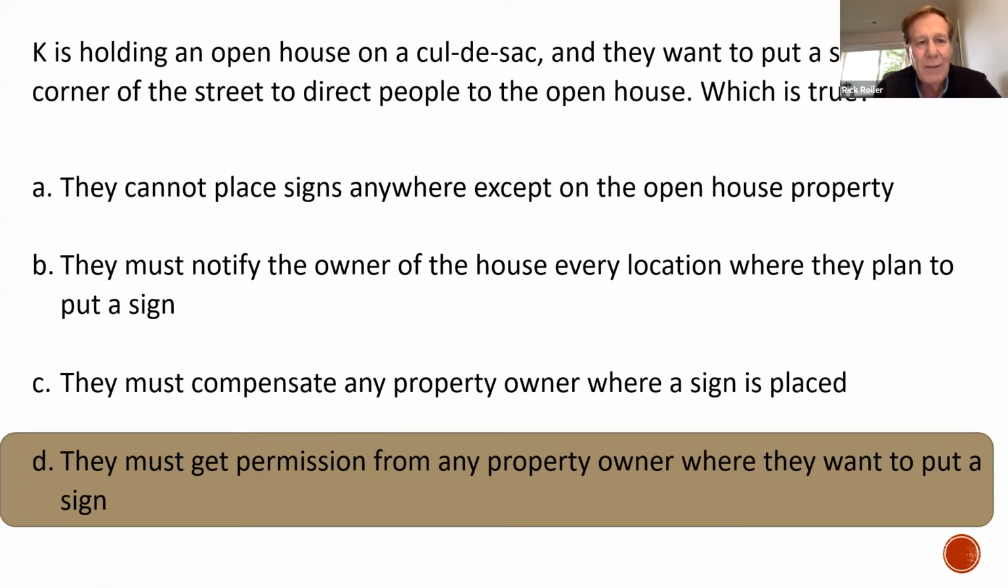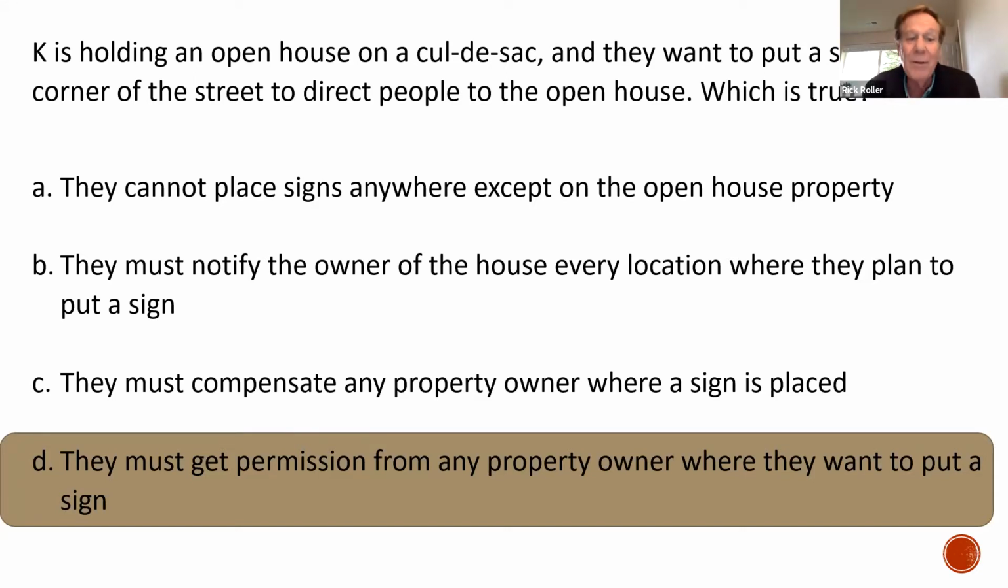But on this one, they cannot place signs anywhere? No, they can put signs anywhere. You can get permission to put them up. They must notify the owner of the house, meaning the owner of the house you're holding open, at every location where they plan to put a sign? Your owners don't care, as long as their neighbors don't come back and complain. They must compensate any property owner? No, that's not true. Most property owners don't want to be compensated or care about being compensated. All they want is that your sign clearly indicates it's not their house for sale. The arrow is pointing this way down the street. That's what they want to know.